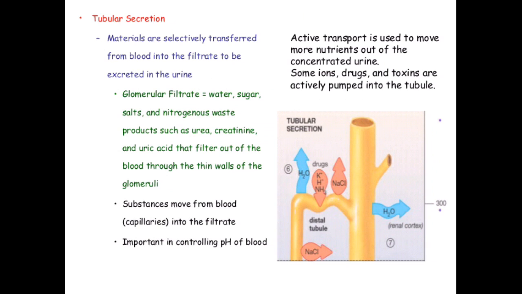Tubular secretion. Materials are selectively transferred from blood into the filtrate to be excreted in the urine. Glomerular filtrate: water, sugar, salts and nitrogenous waste products such as urea, creatinine and uric acid that filter out of the blood through the thin walls of the glomeruli. Substances move from blood into the filtrate, important in controlling pH of blood.